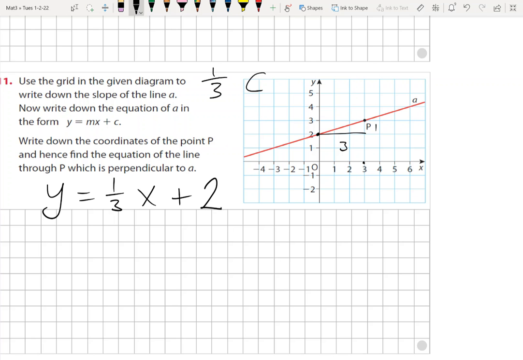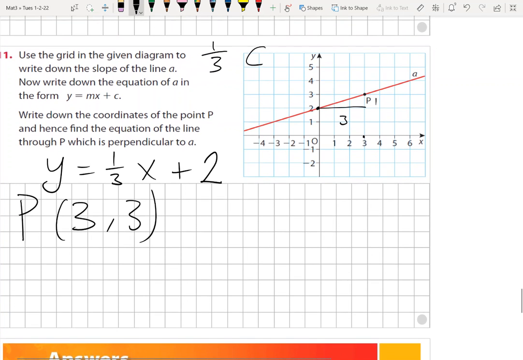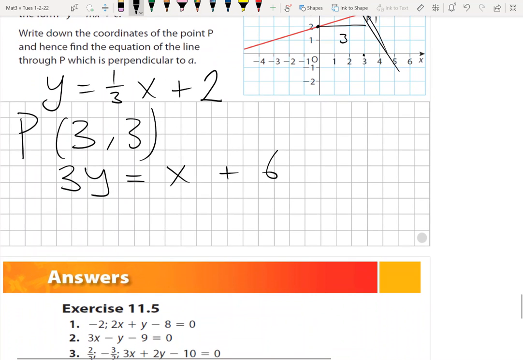Write down the coordinates of the point P. Well, you're out 3, up 3. Now what you do there is you put capital P and you just leave the rest of it like that. And hence find the equation of the line through P perpendicular. Let's clear off that fraction there by multiplying across by 3 before we do anything else. 3y equals x. Yes, it's plus 6, but that doesn't matter. Call that 1.